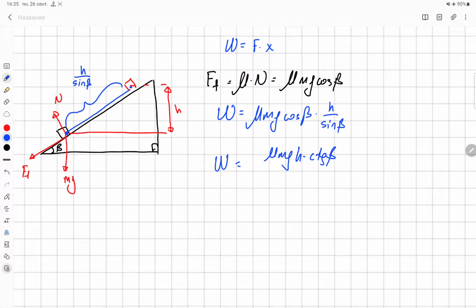But we should be careful here. Friction force is directed downward, but it's moving in opposite direction. Force is downward, but it's moving in opposite direction, so work will be negative because it is moving in opposite direction. So final answer, work done by friction force equal to negative mu mgh times cotangent beta.